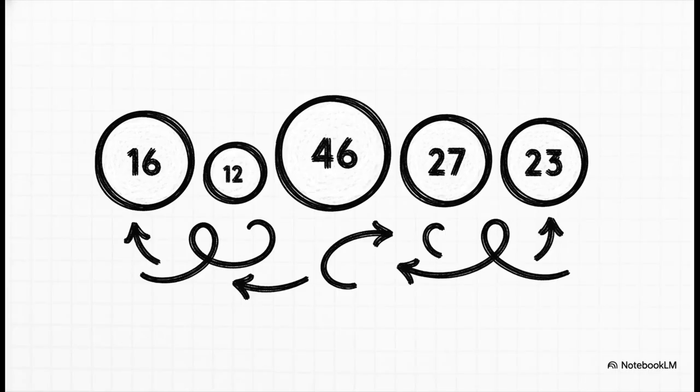Let's watch it in action with this new list. Now, the goal here isn't to build a sorted list from the left. Instead, the goal of each full pass is to push the single largest unsorted number all the way to its correct spot on the right.